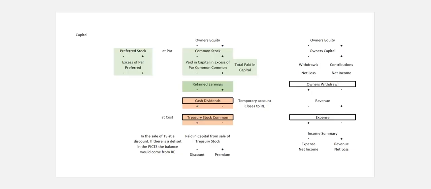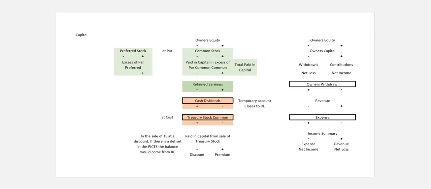Then we have some temporary accounts. Cash dividends. Okay, cash dividends is a temporary account which closes to retained earnings at the end, but it's similar to owner's withdrawal. Owners would withdraw money out of the company for their own personal use. Here we have dividends. If dividends are declared, we'll declare a cash dividend here, and it'll be paid out to the preferred and common stockholders. So this is similar to withdrawals. It's how owners take money out of the company, but the company has to declare the dividend.